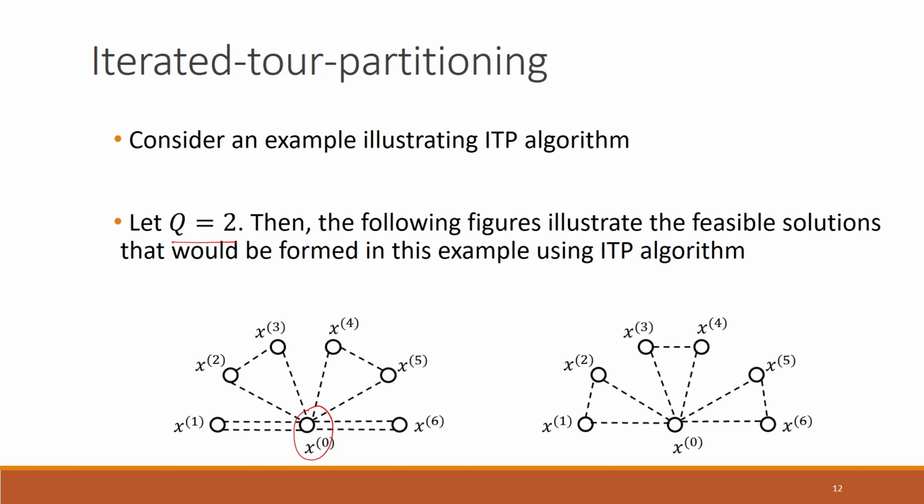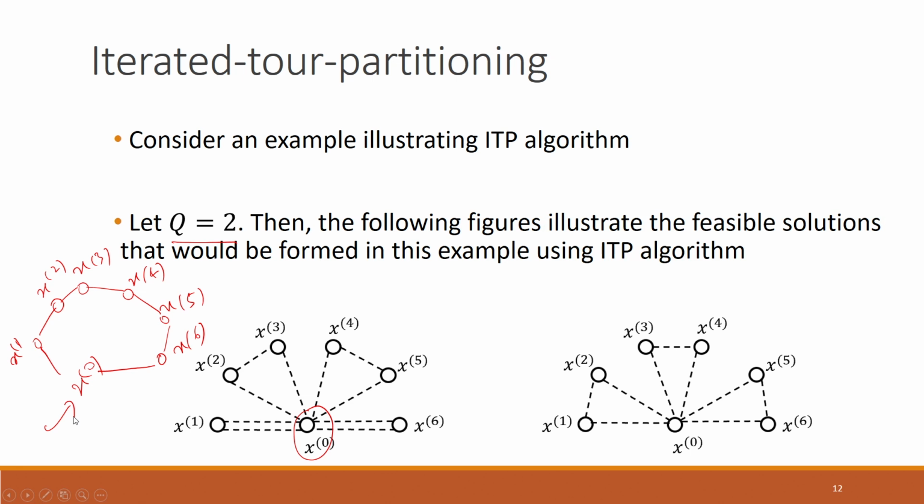Initially, we had a tour given to us. In this tour, this x0 node, which is the depot node, is visited first, then the x1 node is visited, then the x2 node, then the x3 node, then the x4 node, then x5, and then x6, and then we finally come back to the depot node. Okay, this was the tour that we started with.